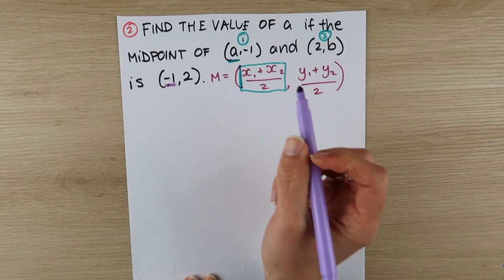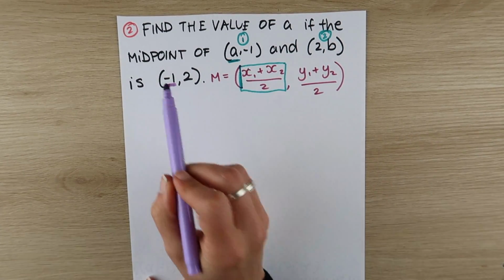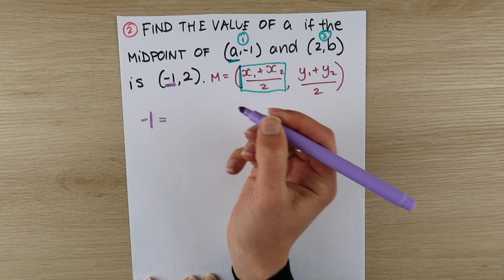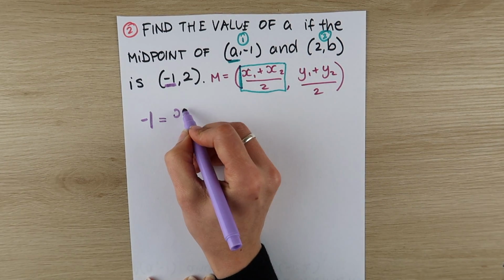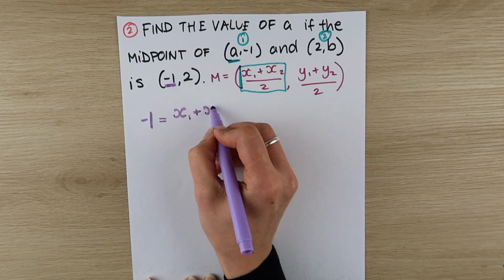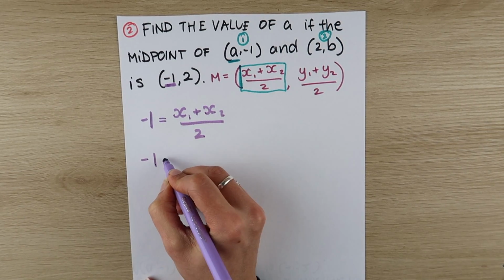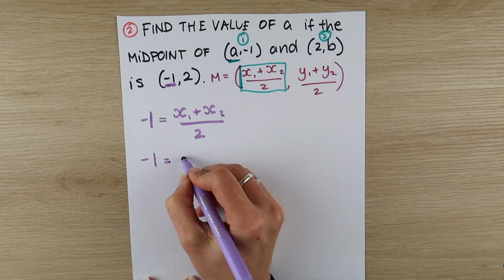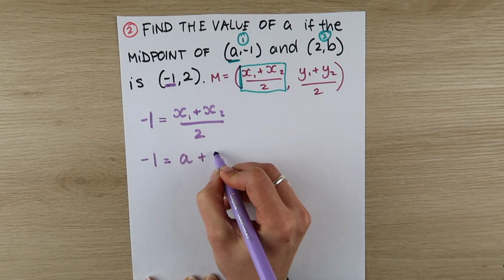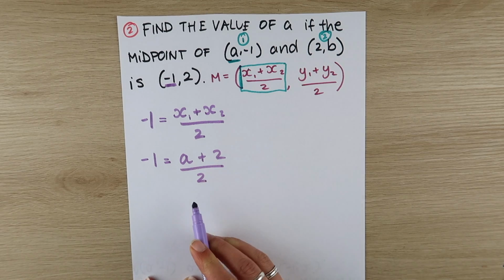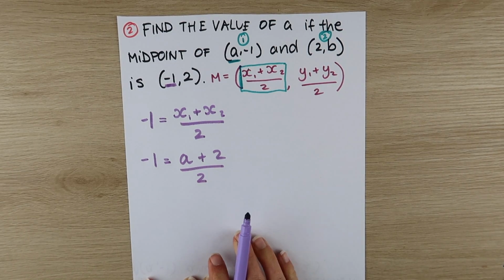If I know that the x value at this point is -1, -1 is equal to x1 plus x2 over 2. -1 is equal to x1, so a, plus 2 over 2. Now I just continue by solving for a.